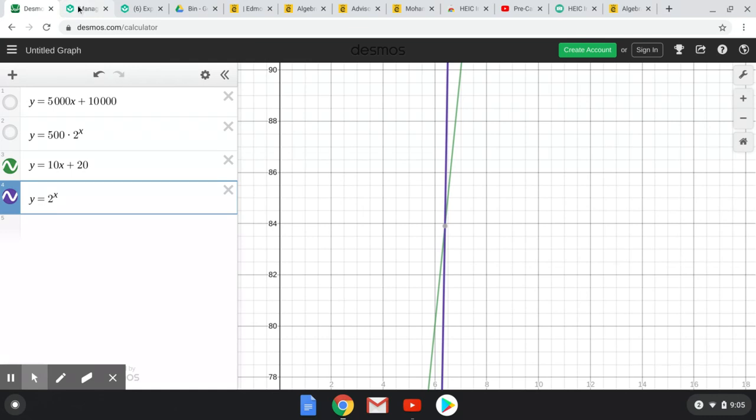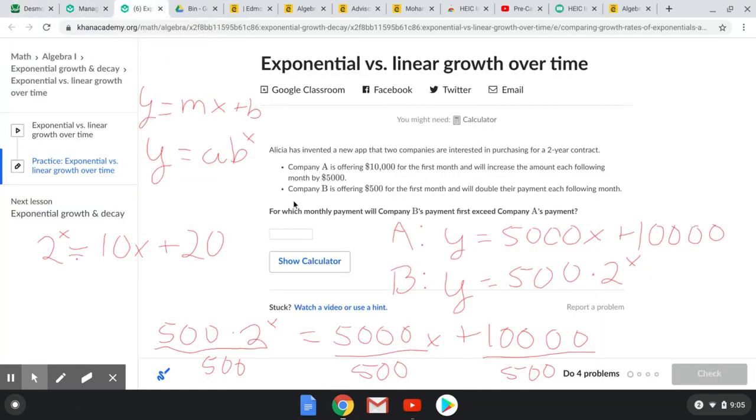And I know this has been a long-winded explanation, but hopefully that helps with this. Again, you have basically two options here: guess and check, and graphing and looking for an intersection point.